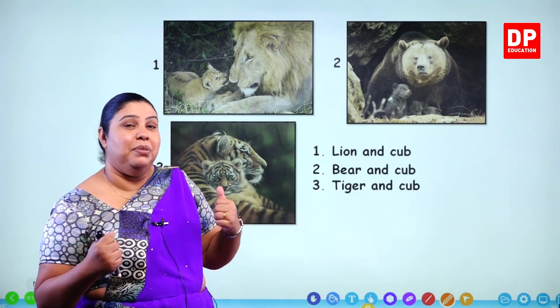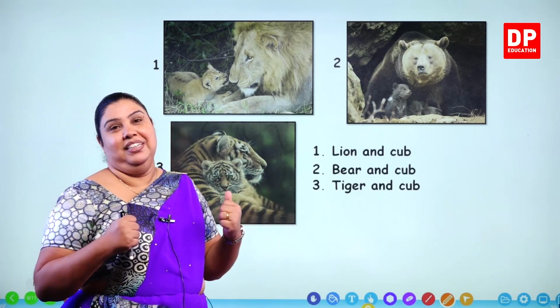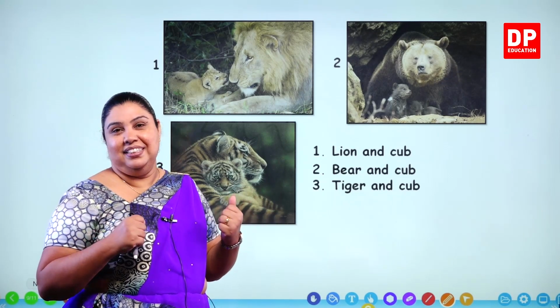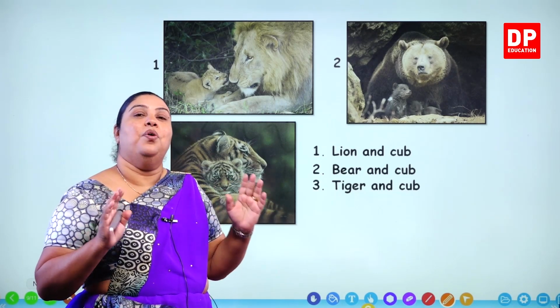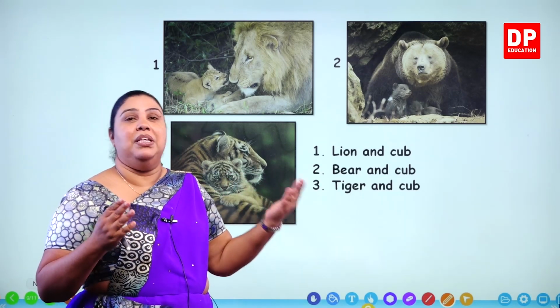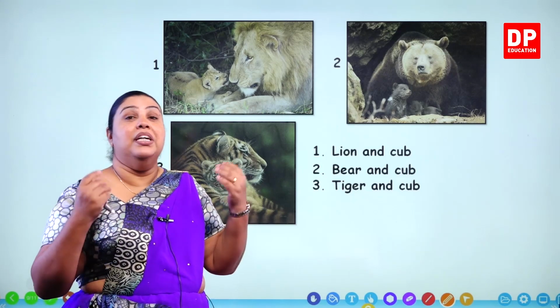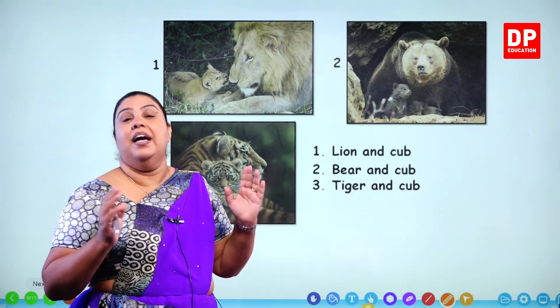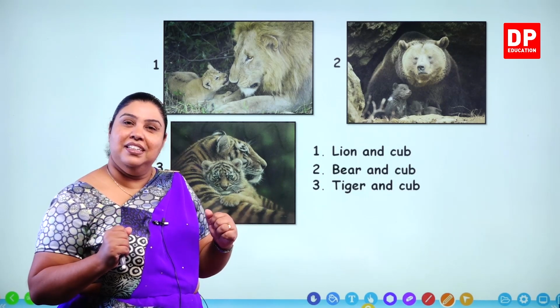The owl's baby is called the owlet. Then the baby ducks are called ducklings. Can you remember? So we have all of them. Now you have learnt all of them. Then the rabbit's baby is called the bunny. Then you learnt the tiger, the bear, and the lion. Their babies are called cubs, right?